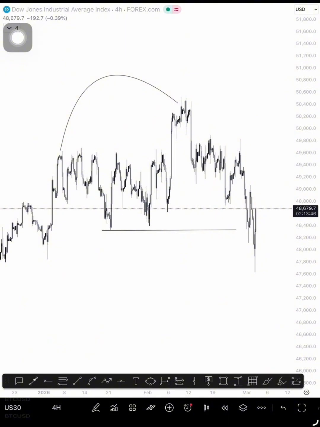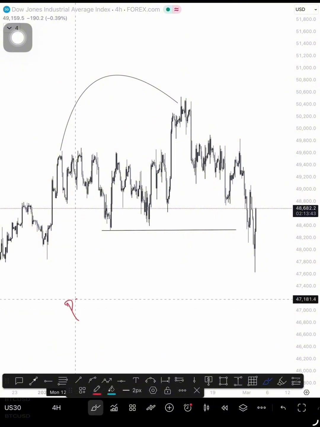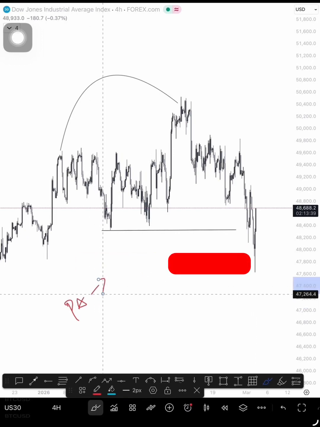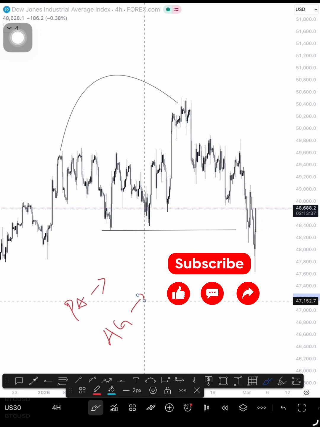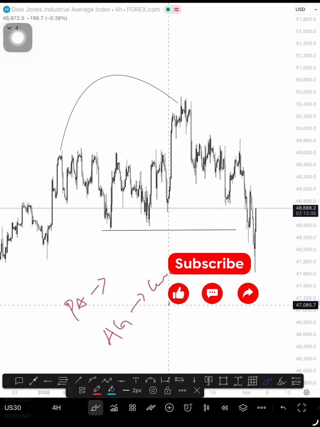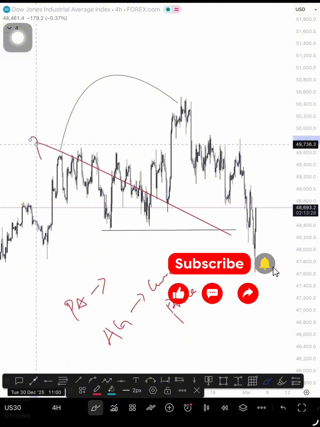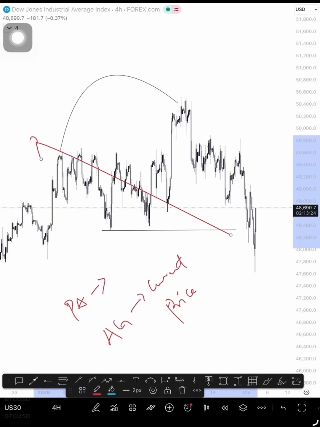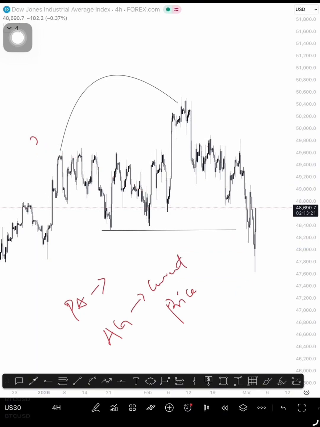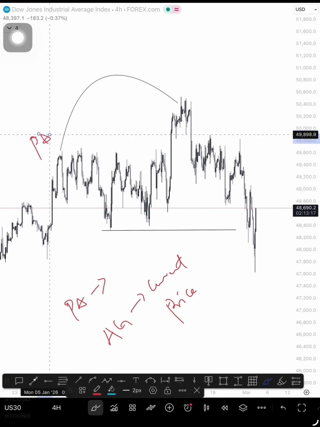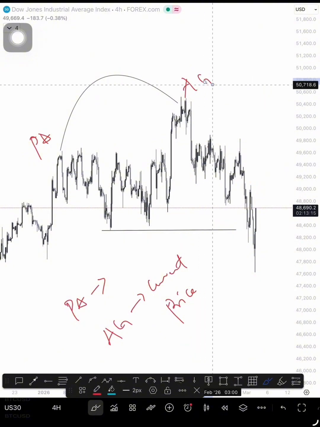Now, what is a passive? A passive are orders that have been formed already. Aggressors are the current price movement. So over here, I have this as my passive order, and right here, I have this as my aggressor's order.